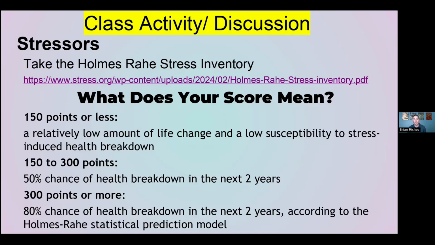Versus if you're just over 150 points, you're only at about a 50% chance of a health breakdown in the next 2 years. And if you're under 150, you're at a much lower chance. So lucky you. That being said, there are things that we'll discuss in this chapter on stress to decrease our stress as well.